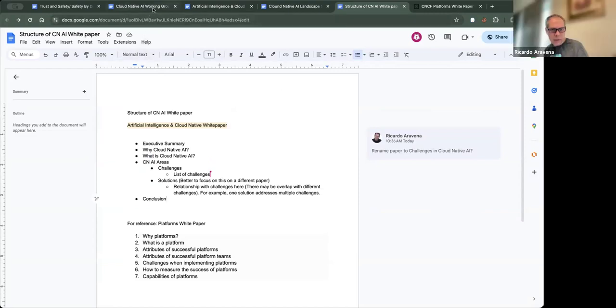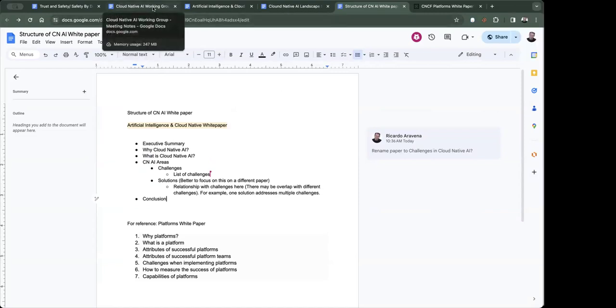When I look at the structure here, from summary to why, what, then cloud native AI areas and conclusion, I think this looks good to me. I don't know how this looks to others.